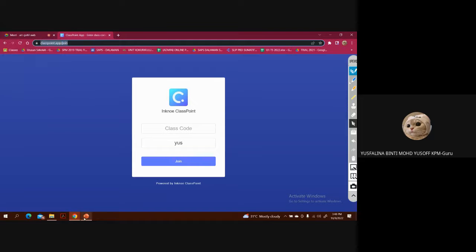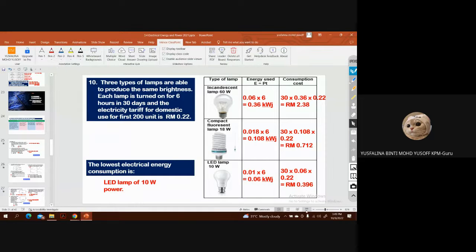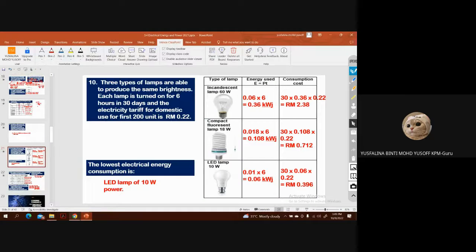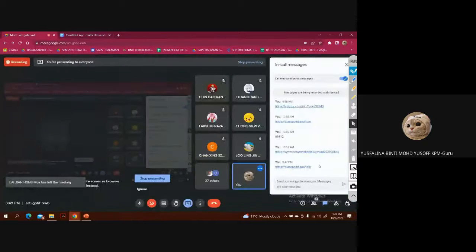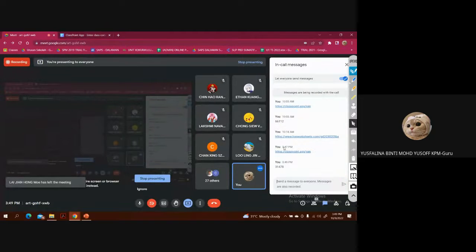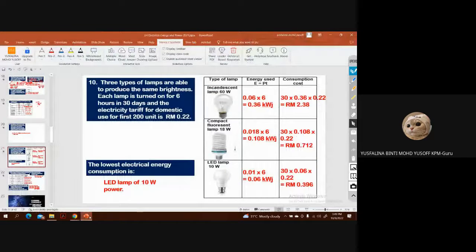If anything, you can just text me, 31478. If the monitor is not here, someone please tell your monitor for 5S, 5M and also 5K.